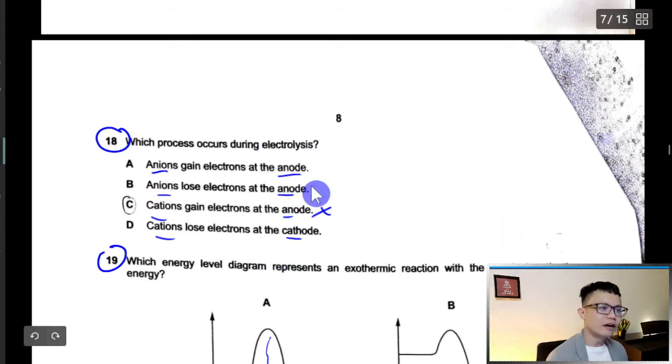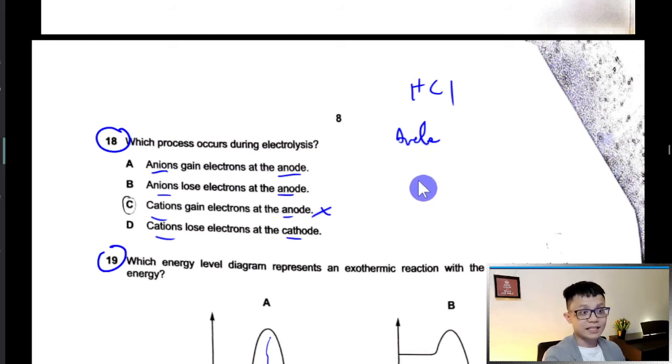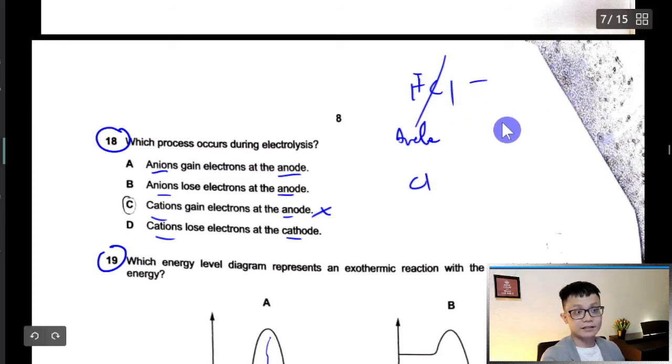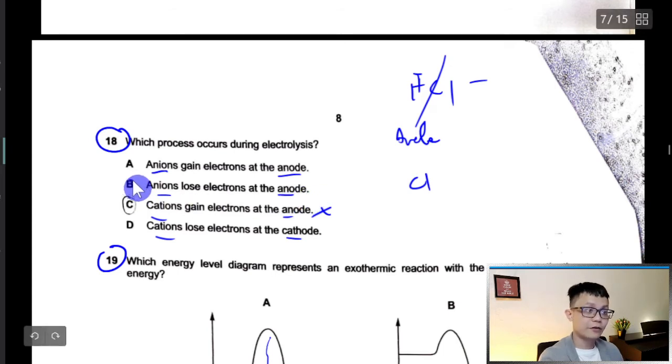Okay, so you think of an example. It's easier if you think of an example. Let's say I look at the example of HCl. Let's say anode and HCl. Probably let's say chlorine is being discharged at the anode. So chlorine will lose an electron because it's HCl, then they start to split. Chlorine will lose one electron, giving H plus and Cl negative. Just think of an example so it's easier to answer. So for anion, it will lose electrons. So the answer will be B.